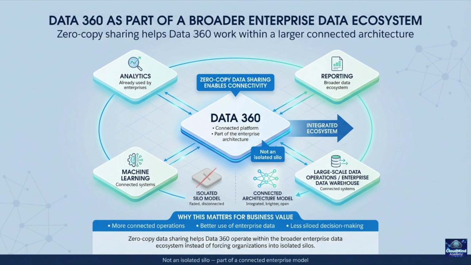A third-party partner in this context may include cloud-based data warehouses or data lakes such as Snowflake, Google BigQuery, and Amazon Redshift. These are major platforms that many enterprises already use for analytics, reporting, machine learning, and large-scale data operations. So when Salesforce talks about zero-copy data sharing, it is really talking about helping Data 360 work more effectively within a broader enterprise data ecosystem. That means organizations are not forced into isolated silos. Instead, they can use Data 360 as part of a larger connected architecture.